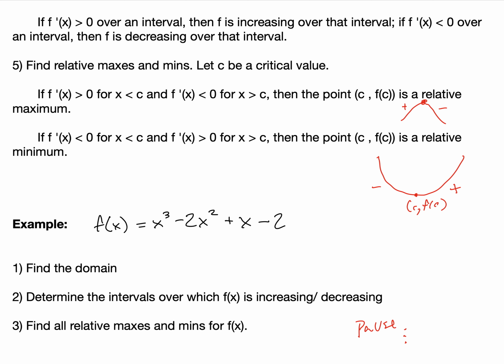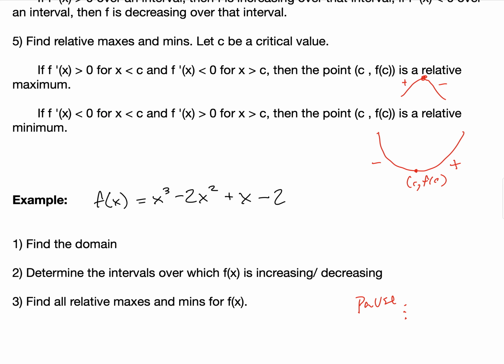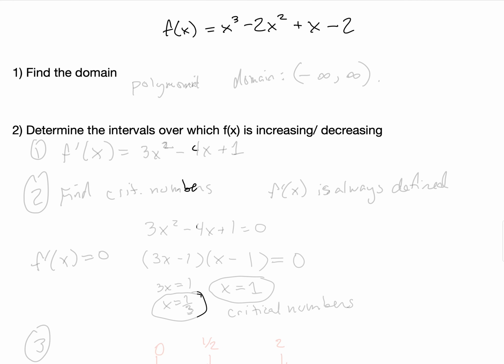Okay, so the first part for this problem is pretty straightforward. The domain is the set of all input values for this function. Note that this is a polynomial, and because it's a polynomial, it's defined for all possible values of x. For whatever number you plug in, you get a number out. There are no problems. So the domain is all real numbers, or the interval from negative infinity up to positive infinity.